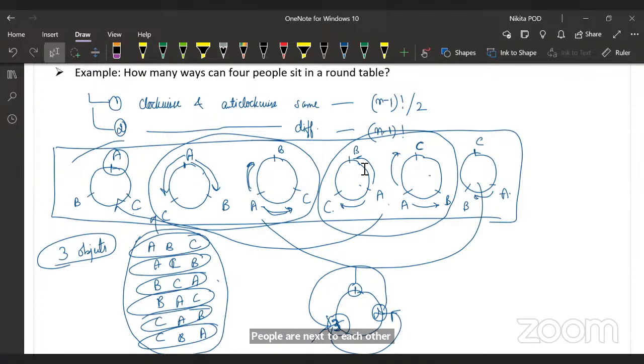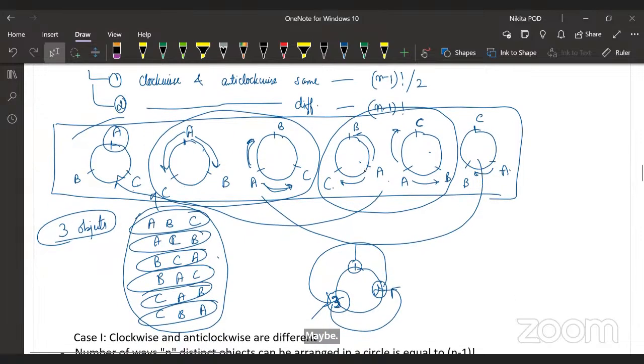So in short, you can summarize it as the position of chairs in a circle. The position of a chair doesn't matter in a circle. Only relative position matters. We are considering position relative to A, relative to B, relative to C. So it's only relative position.